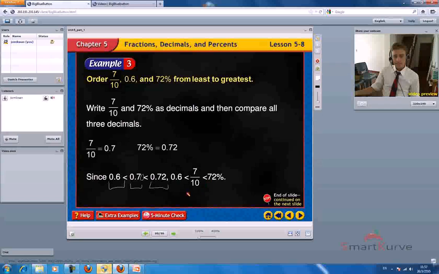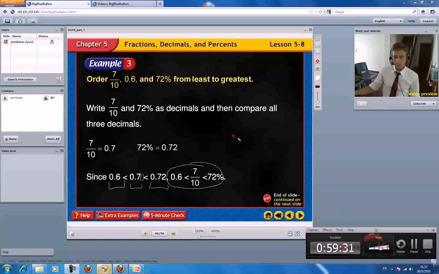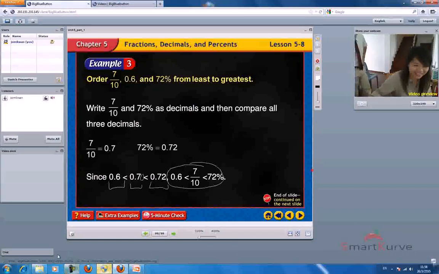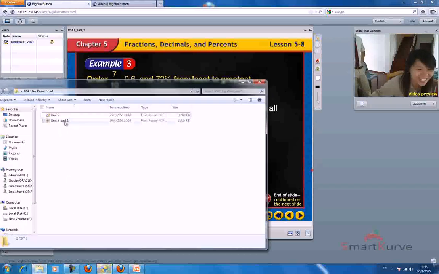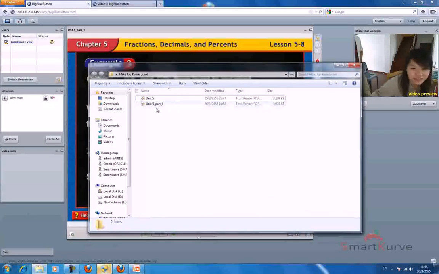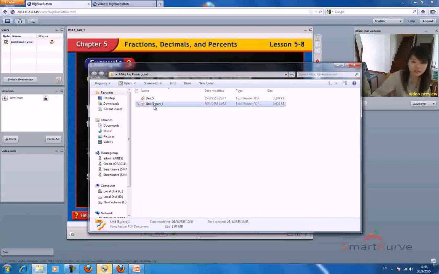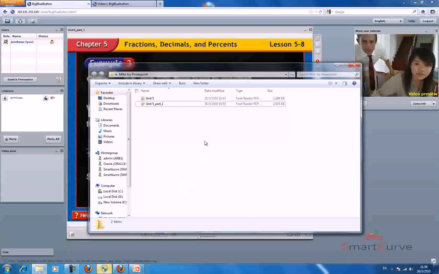Order 7 out of 10, 0.6, and 72% from least to greatest. Write 7 out of 10 and 72% as decimals, and then compare all three decimals. 7 out of 10 is 0.7, 72% is 0.72. 0.6 is already a decimal. 0.6 is the smallest, followed by 0.7, followed by 0.72. Remember, 0.7 would then have a 0 after it. So 0.72 is slightly larger. So 0.6 is less than 7 over 10, less than 72%. That's all we have for right now.